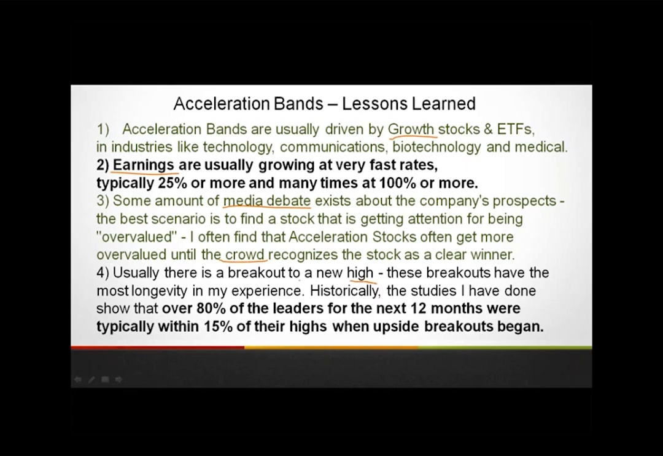Usually these are markets and stocks that are breaking out to new highs, and when they retrace, they don't give back too much of their recent gains. They're basically staying in the top 10 to 20th percentiles of their recent movement. They're really staying strong. In my studies, over 80% of the leaders in the next 12 months typically were within 15% of their highs when their next upside breakouts began. So we can factor this concept in.